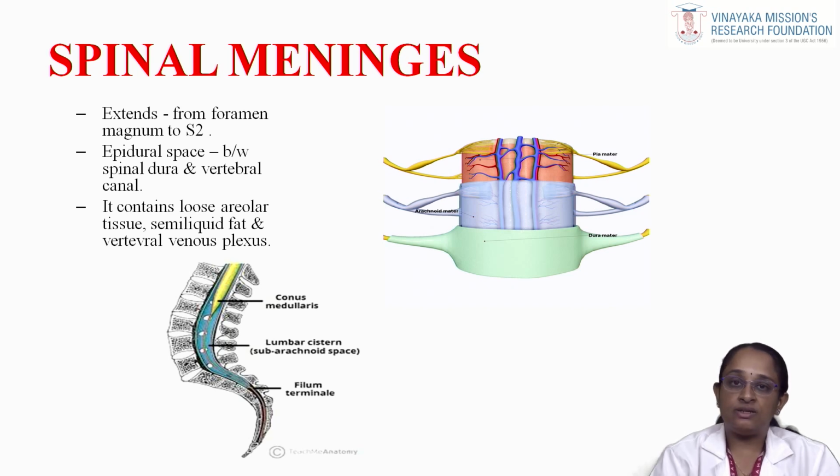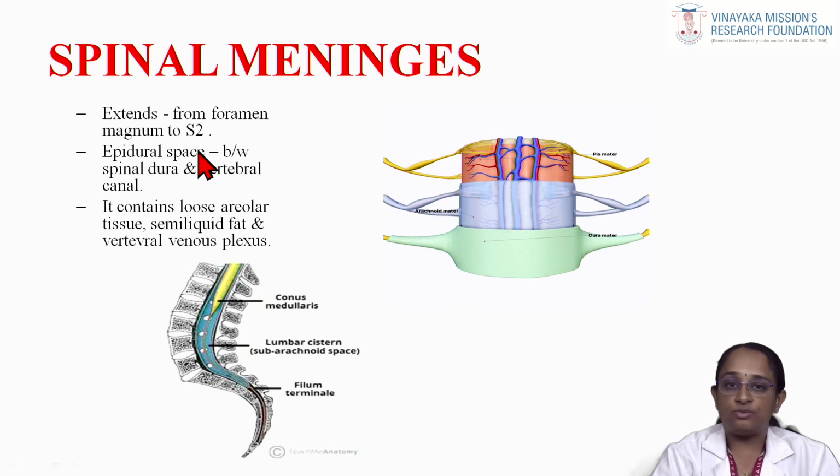Then there will be the spinal cord, and the outer covering is the vertebrae. All the vertebrae together we say is the vertebral column. The space between the vertebral column and the spinal cord, that is the dura mater, the outermost covering, we say is the epidural space.